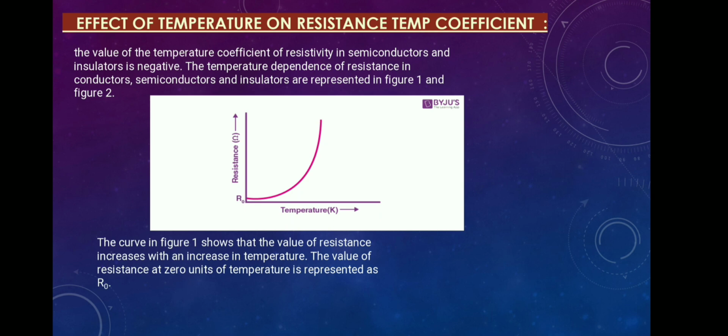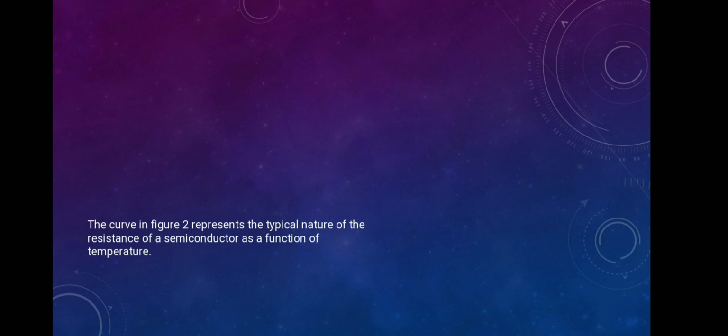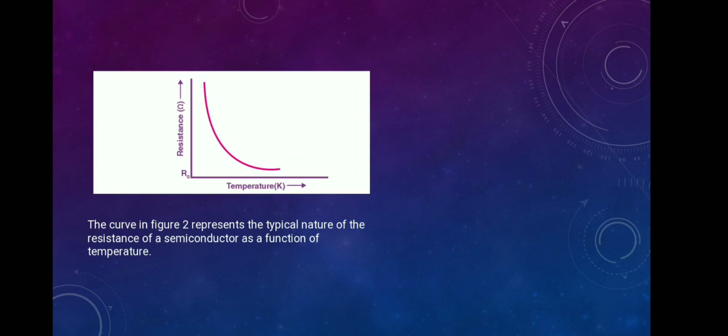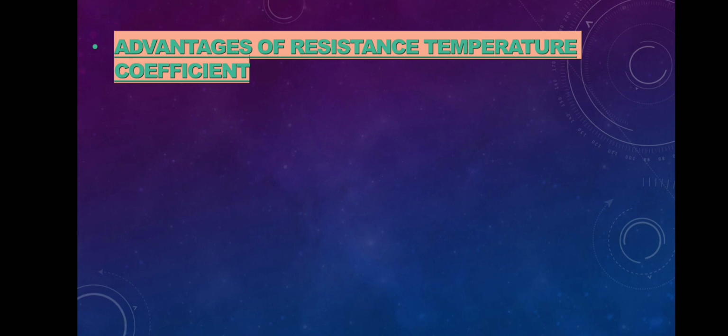Here you can see, by observing figure 1, the curve shows that the value of resistance increases with increase in the temperature. The value of resistance at 0 unit of temperature is represented as R0. The curve in figure 2 represents the typical nature of the resistance of a semiconductor as a function of temperature.